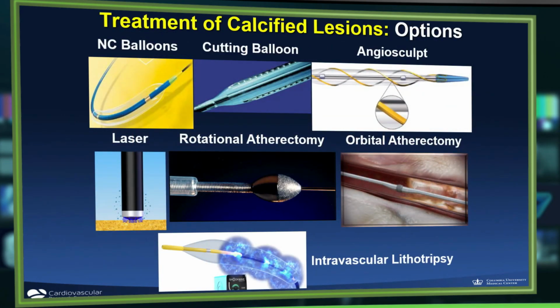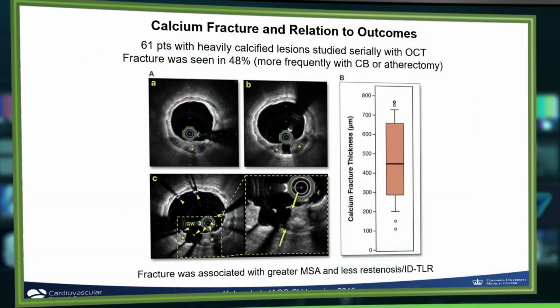What are the tools we have? We have many. We actually have balloon-based devices. We have devices that are modified balloons. We have lithotripsy. We have laser. We have different types of atherectomy. And the question is, when should you use what? And that's part of what we're going to talk a little bit about today.